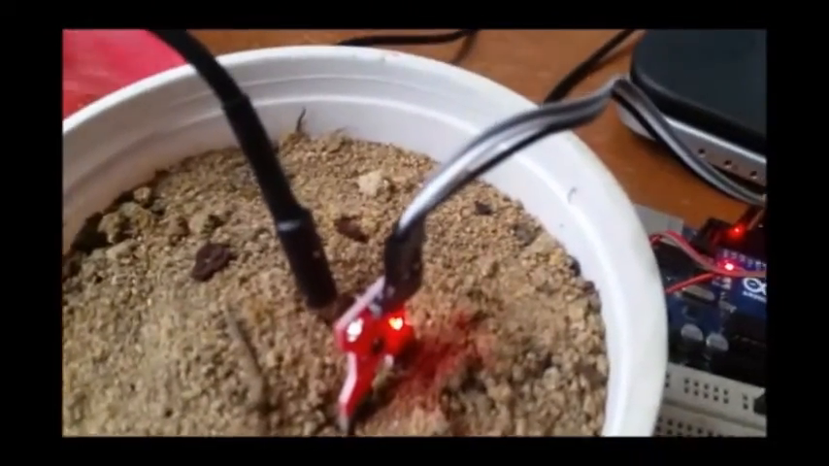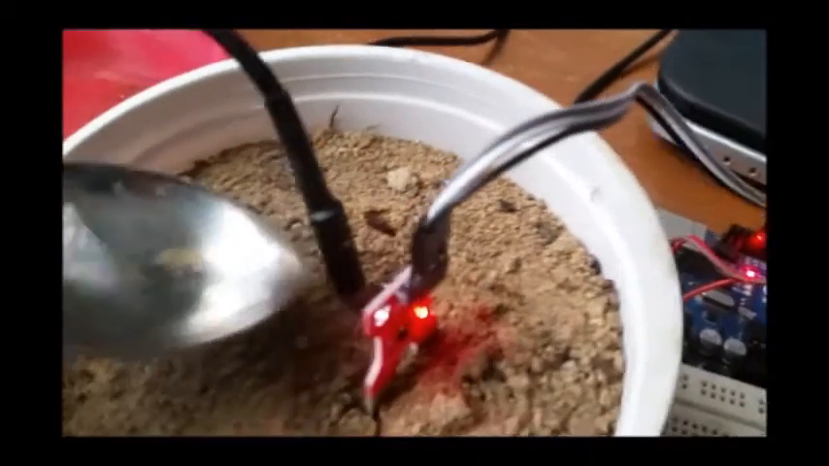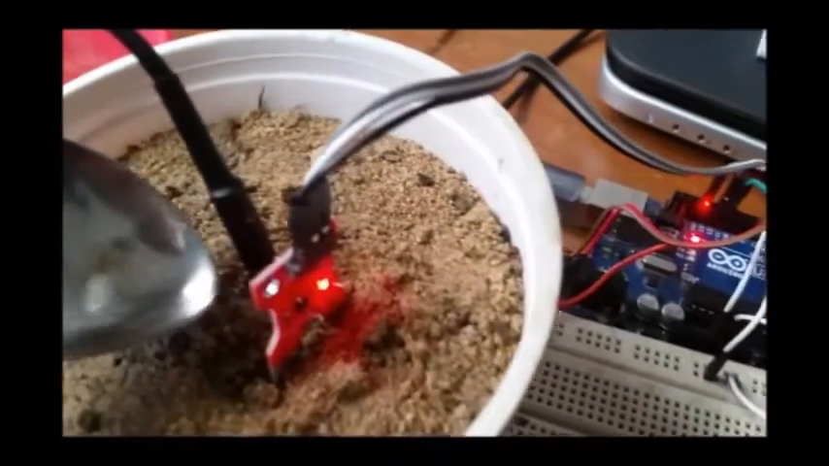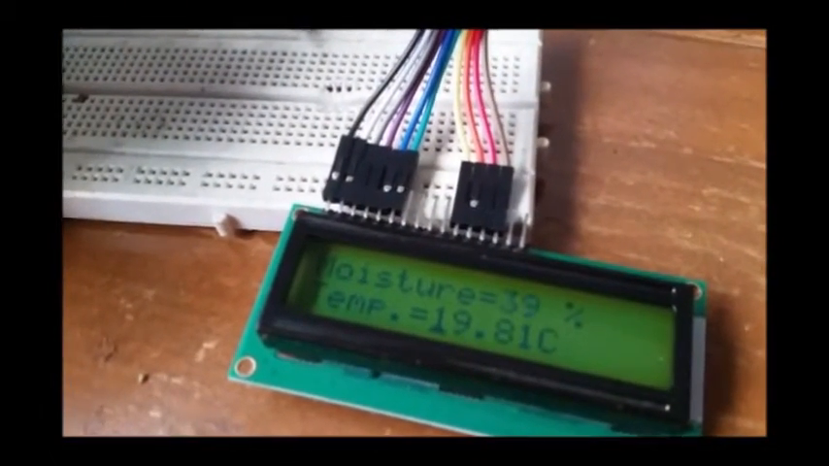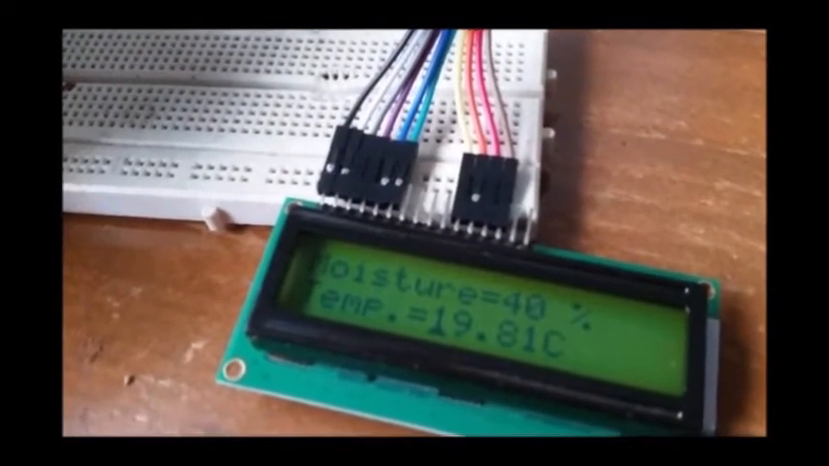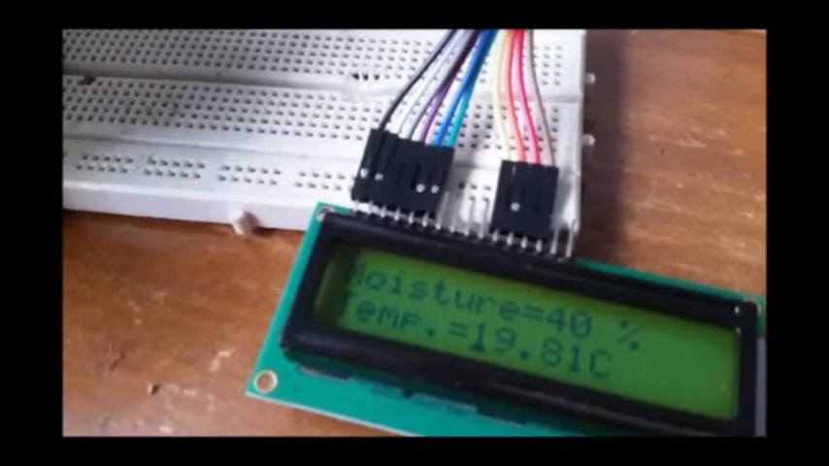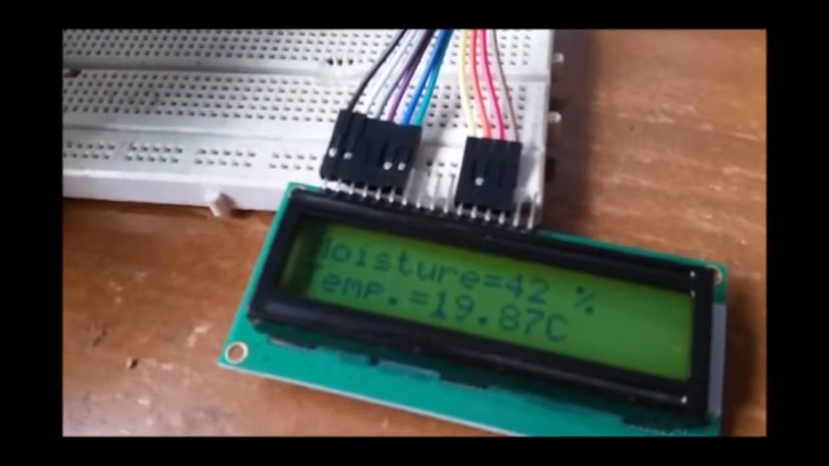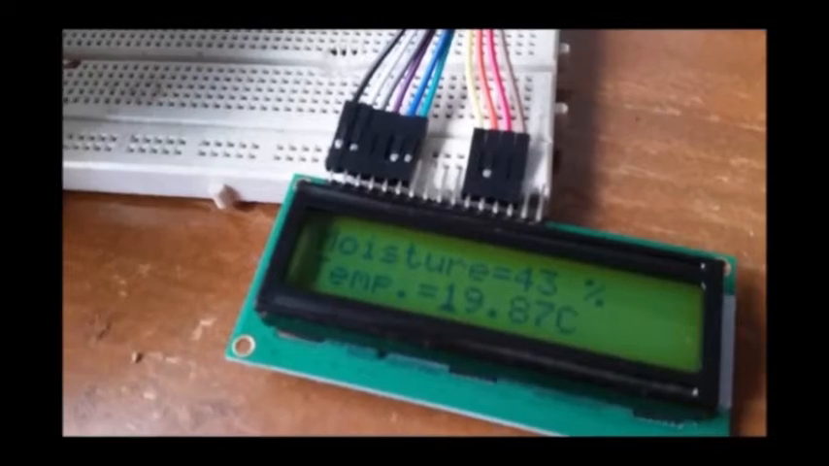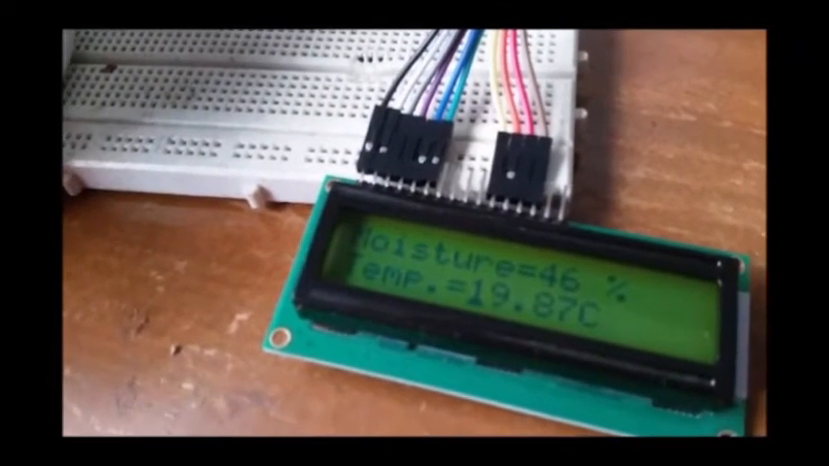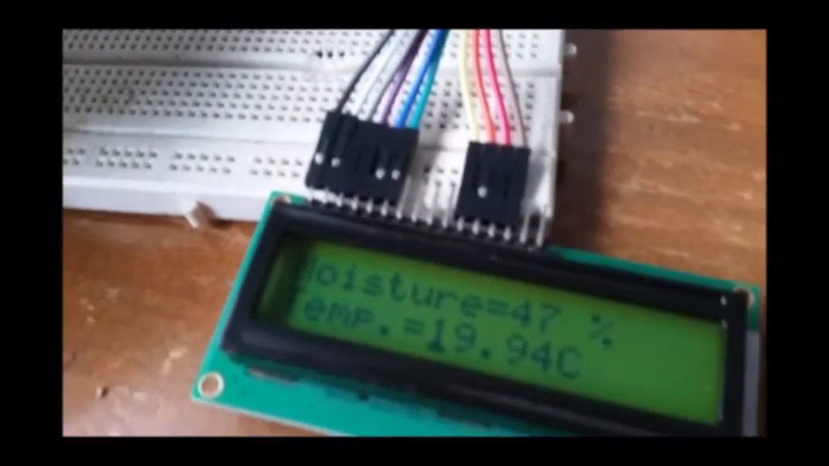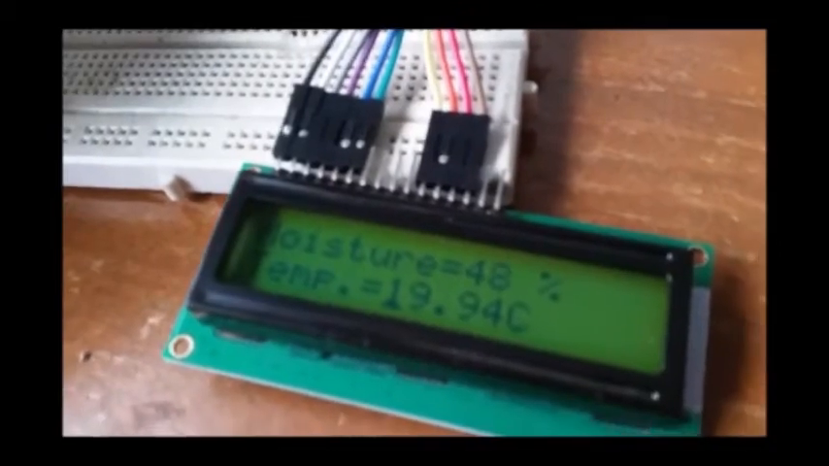As it was raining yesterday, the soil is quite moist, but still we are adding some normal water. And now it is showing 40%. Initially it was 30%, but now it is showing 40%. So there is growth in the moisture. The temperature is not showing much change. It is just a normal temperature.